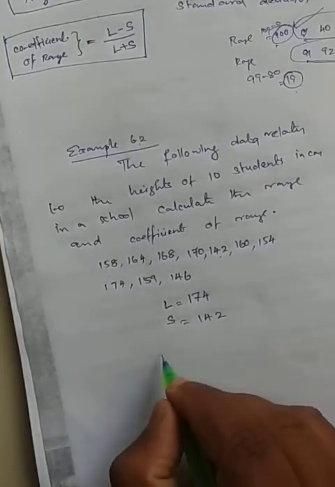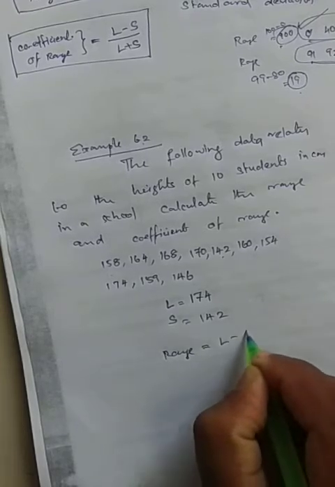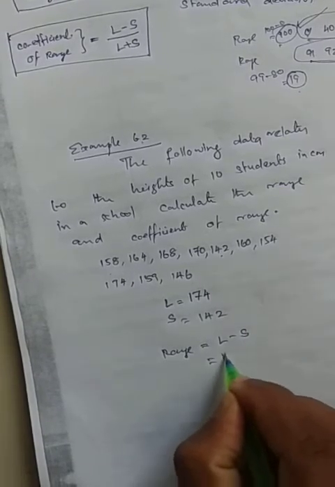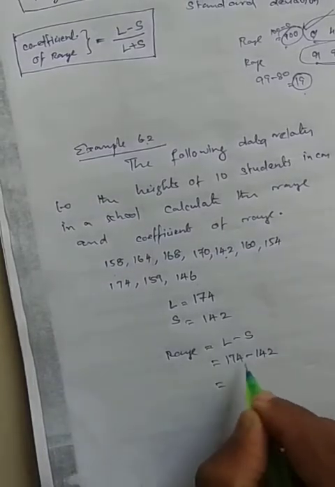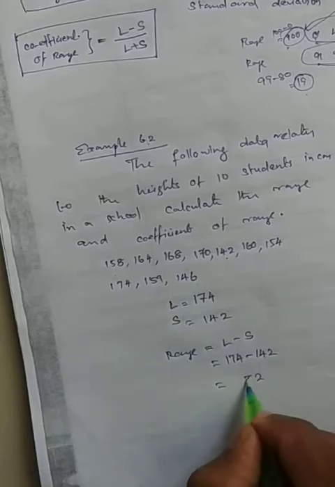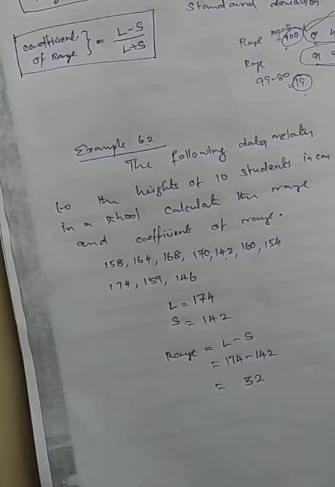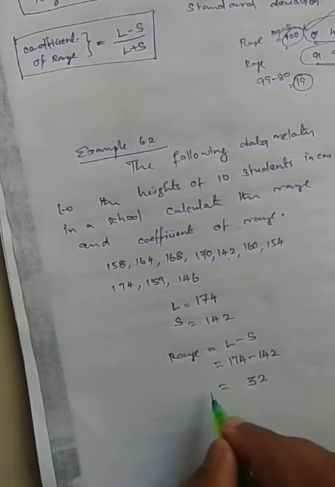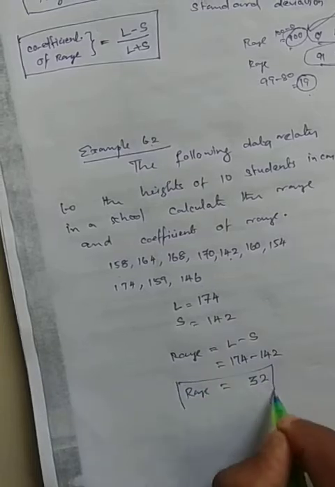So now we need to find the range. What's the range formula? L minus S, that is 174 minus 142. So you can easily do it: 4 minus 2, how much will come? 2 will come. 7 minus 4, what will come? 3 will come. So 32. So the range value we are getting here is 32.